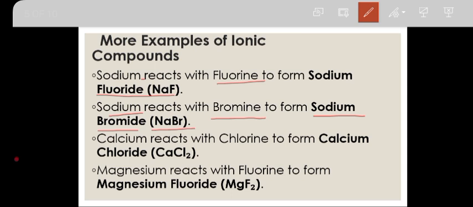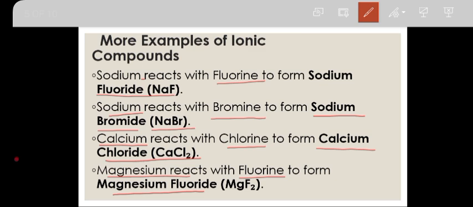The next one is calcium, a highly reactive element. Calcium reacts with chlorine to form calcium chloride, that is also used for medicinal purposes. And lastly, magnesium, that is a highly reactive and explosive metal actually. Magnesium reacts with fluorine to form magnesium fluoride. So all these ionic compounds are formed by the combination of different types of elements, different types of atoms.